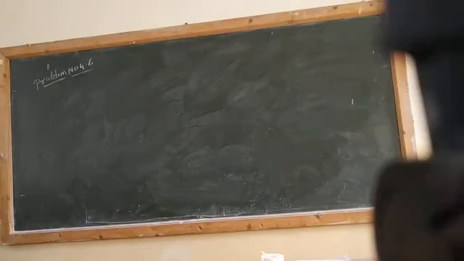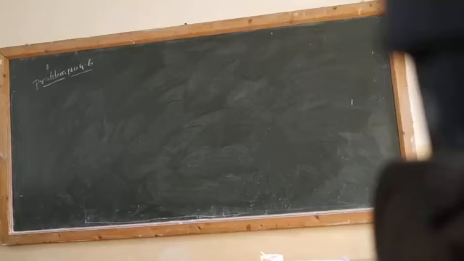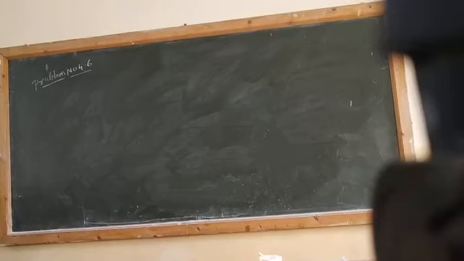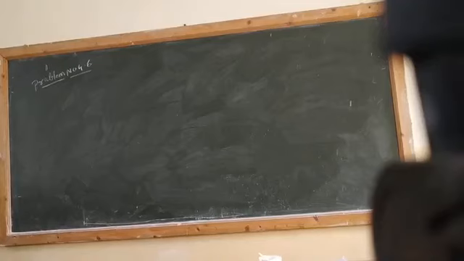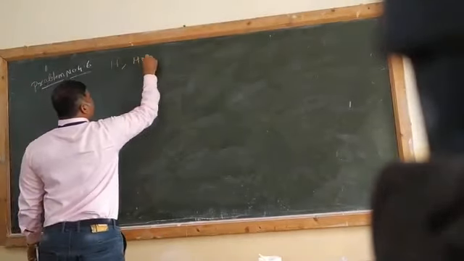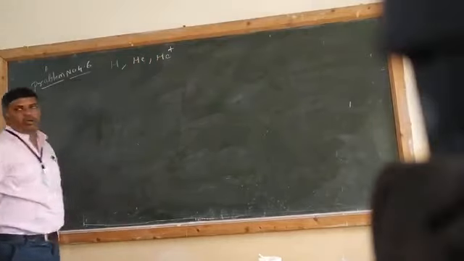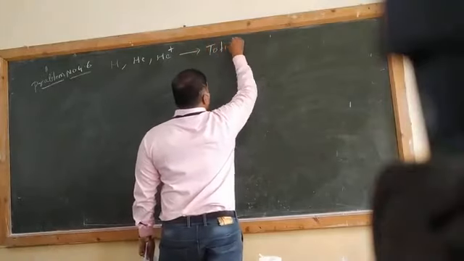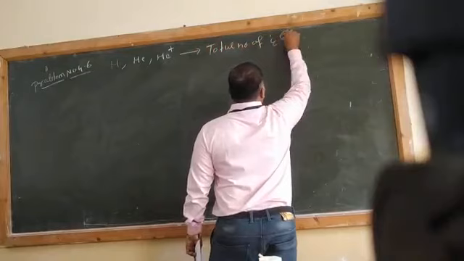How many electrons are present in hydrogen, helium, helium plus, right? So how many electrons are present in hydrogen, helium and helium plus, right? So helium ion. Let's calculate, you have to find out the total number of electrons here. Total number of electrons.